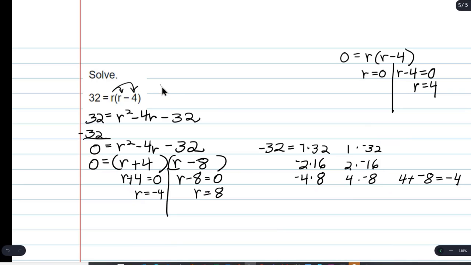So I suppose I should come up here and say, okay, then r equals negative 4 and 8. Notice how we started off with positive 4 and negative 8. Our answers ended up being negative 4 and positive 8. So don't be fooled. Don't say, okay, well, my solutions to the equation are going to be 4 and negative 8, because they're not. Continue with the whole process.